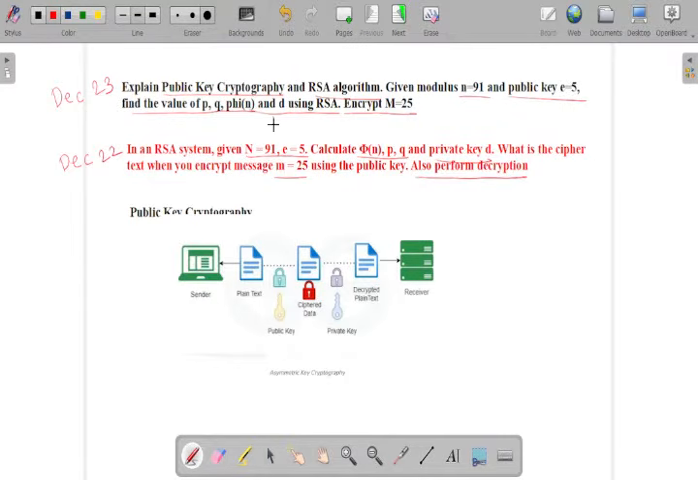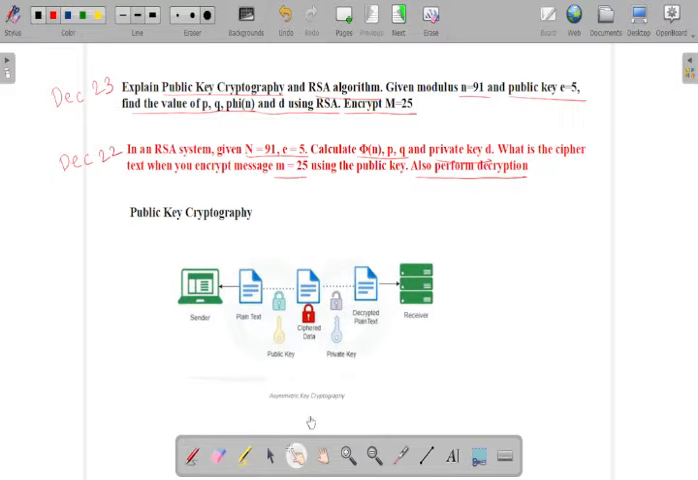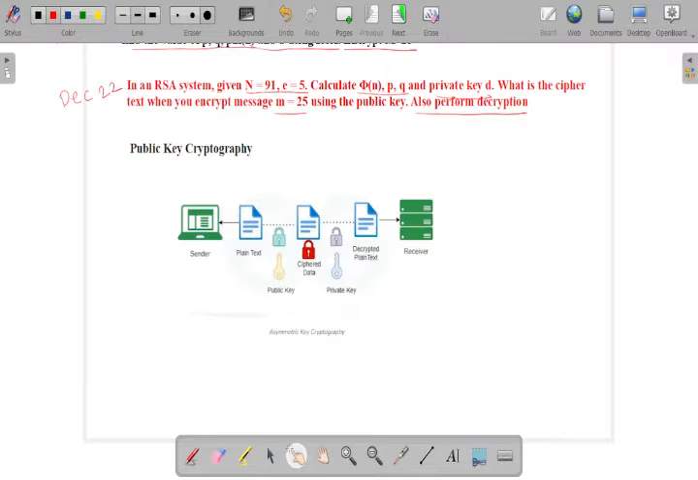So the same type of question is asked in the two exams, 2023 and 2022, in December question paper. So now, first of all, you can check what do you mean by public key cryptography. The public key cryptography is also called asymmetric key cryptography. So there are two keys used for encryption as well as decryption process.